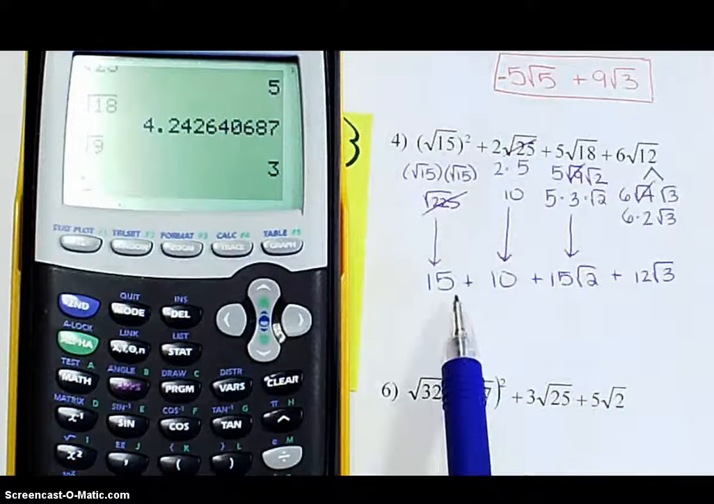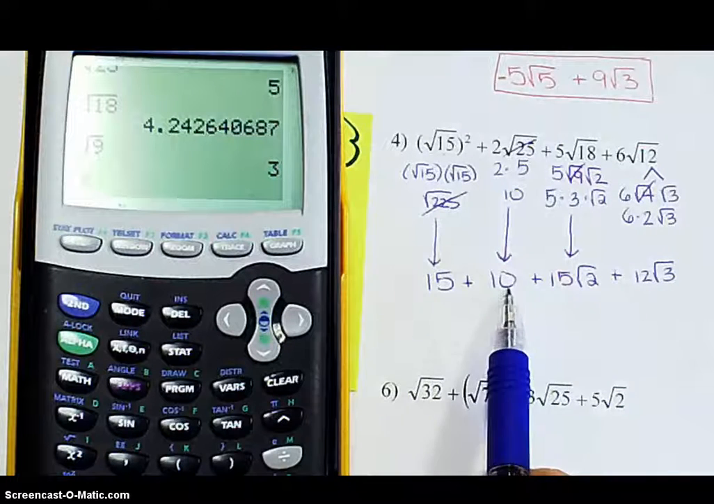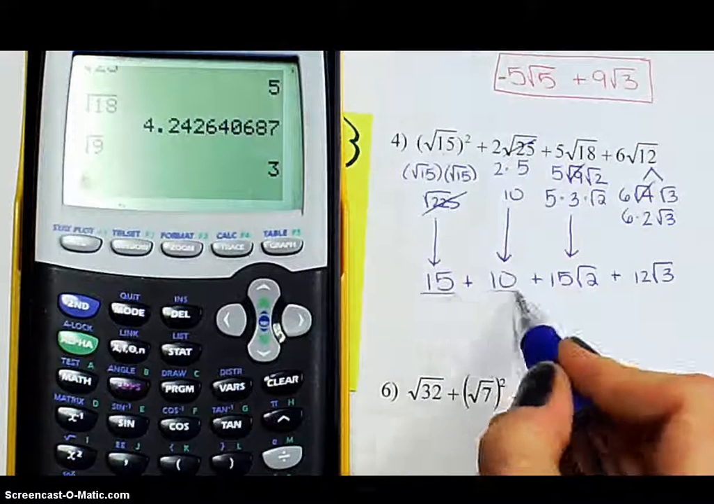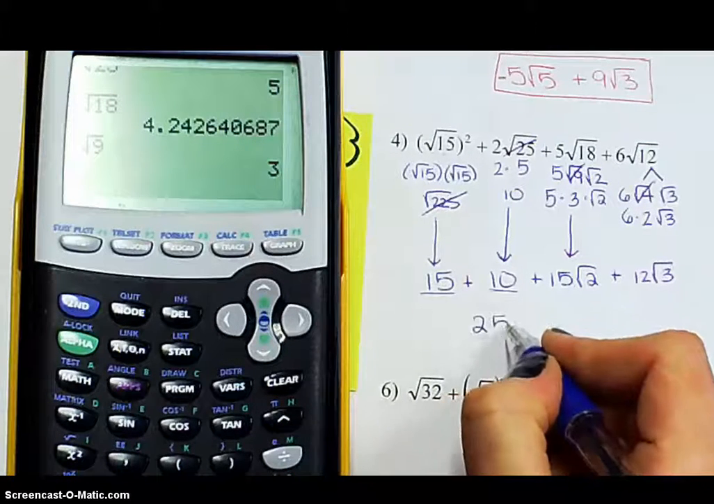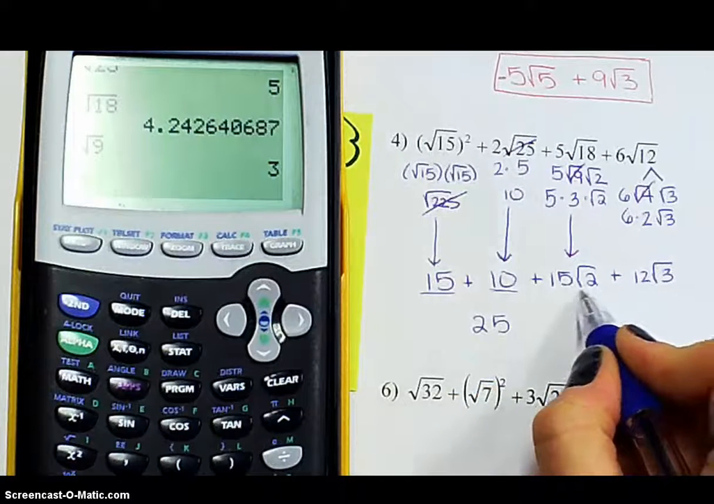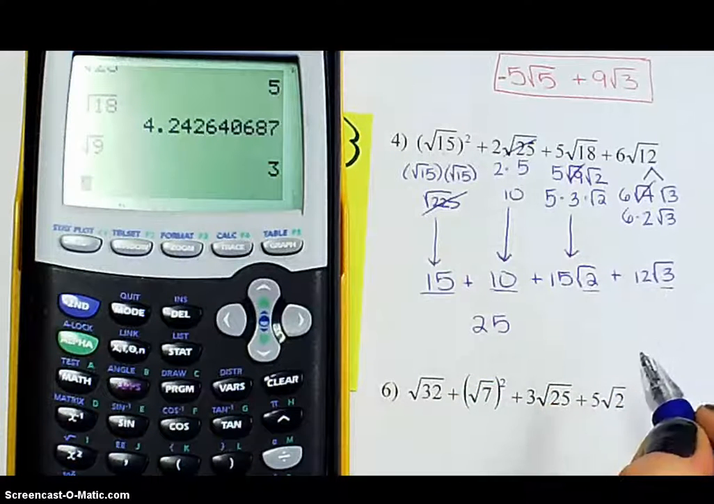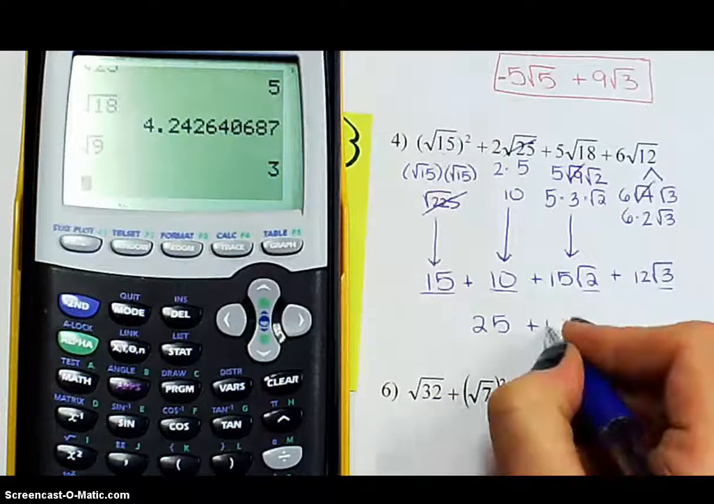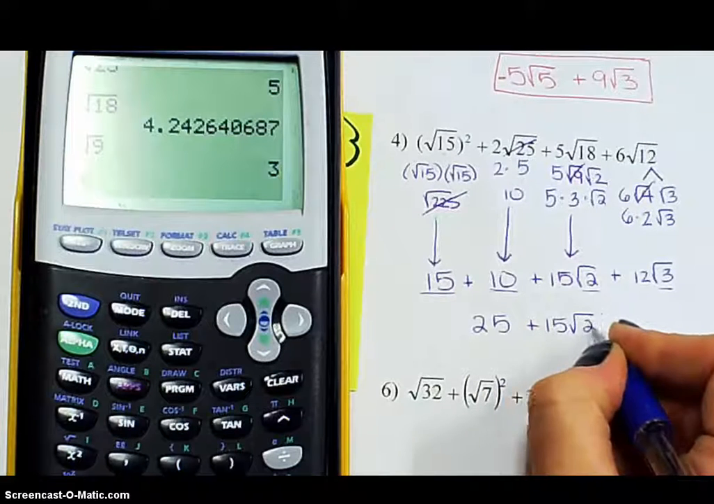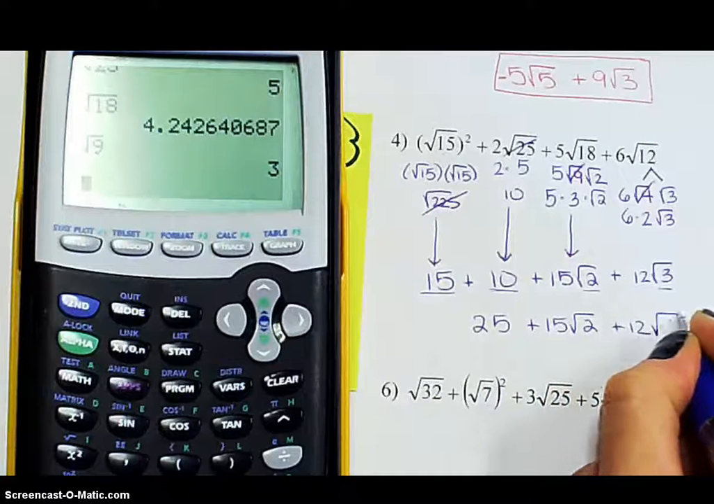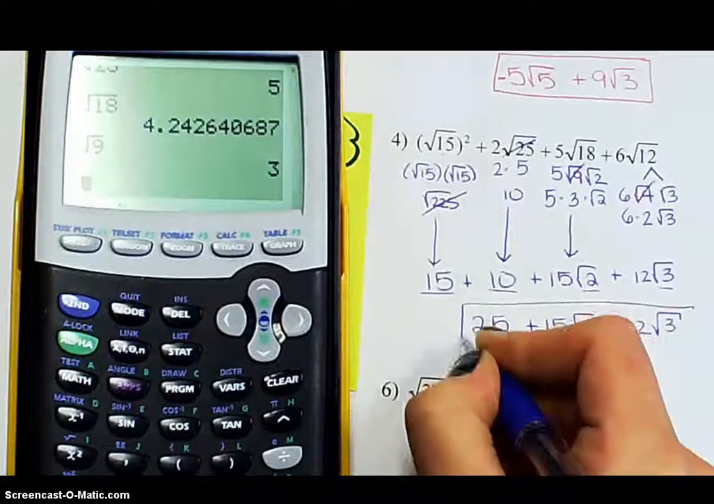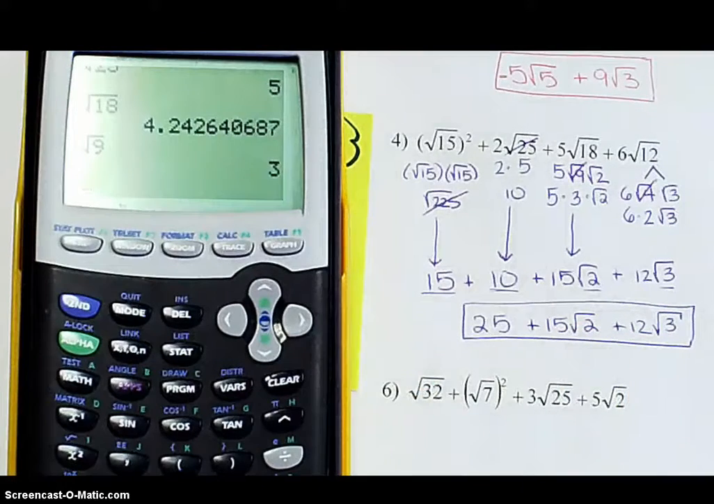So let's take a look then. Let's combine our like terms. I have a whole number 15 and a whole number 10, so we can combine those, and that gives us 25. Now if I look over here, I have a radical 2 and a radical 3. Those are not like terms. They cannot be combined. So my solution is actually a trinomial. And that is our final answer.